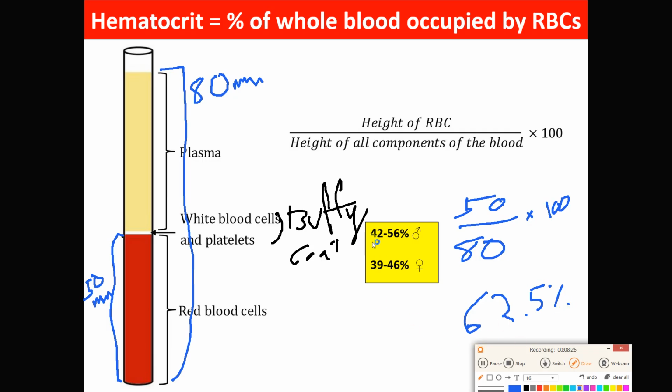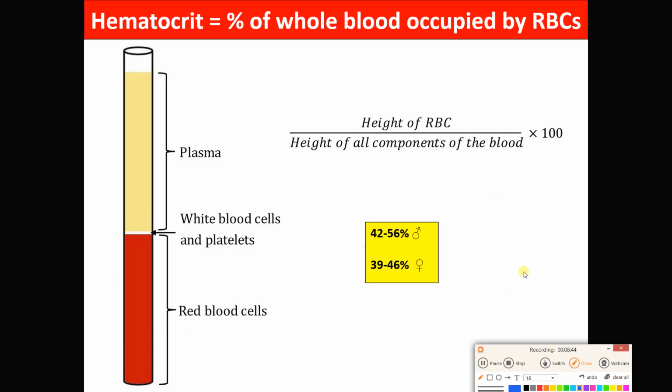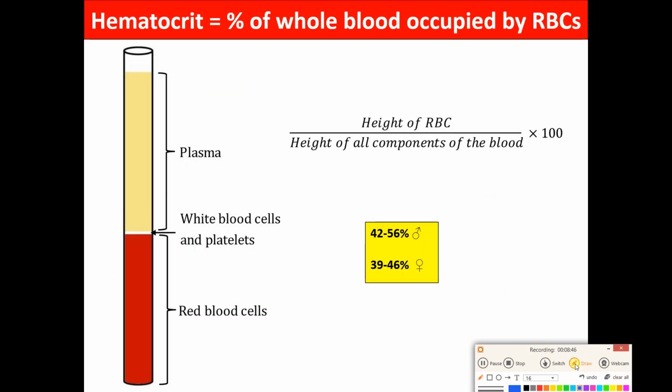Normal range for men is about 42 to 56%. Normal range for women is 39 to 46%. Men generally have more erythropoietin, which is why this number is higher. But that's how you do it. A little bit of math, not hard math. You can use a calculator if you need to. No worries on that.